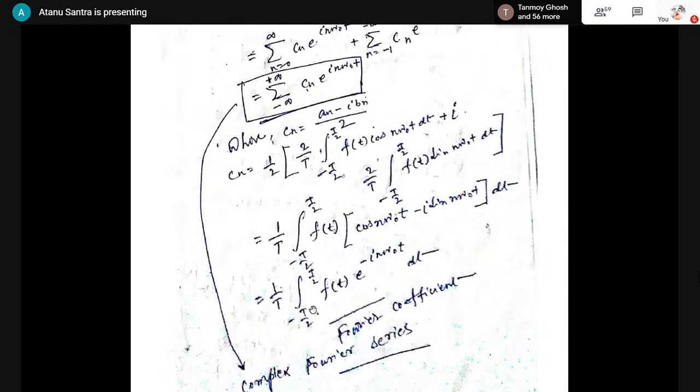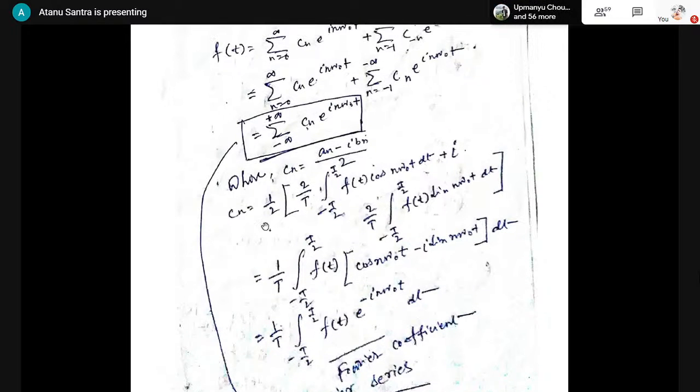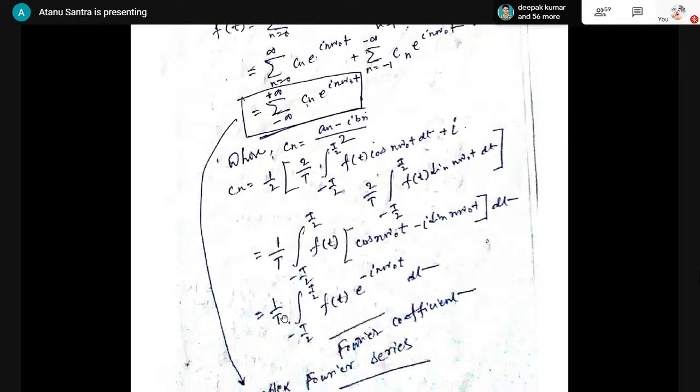So therefore we have got that the f(t), the Fourier series expansion, can be expressed as this formulation, minus infinity to plus infinity Cn e to the power i n omega 0 t, where Cn is equal to 1 by T, the time period, from minus T by 2 to T by 2, f(t) e to the power minus i n omega 0 t. This is the difference between our previous Fourier series expansion and this time's Fourier series expansion: the real valued function and the complex valued function.